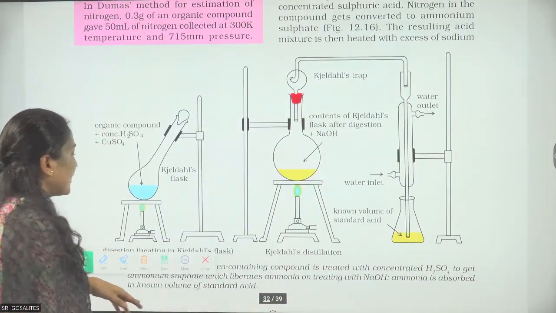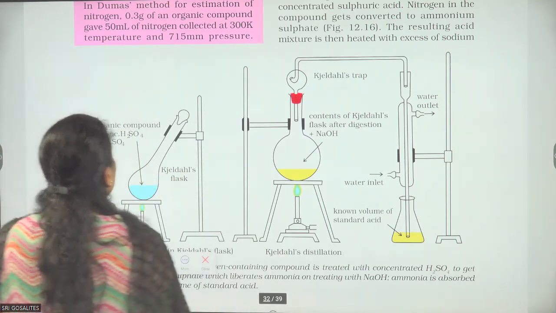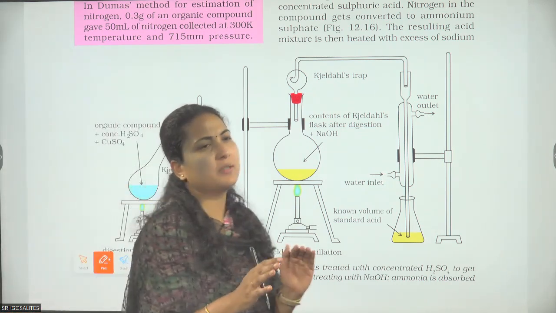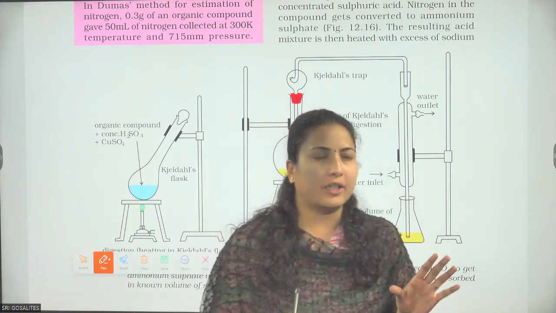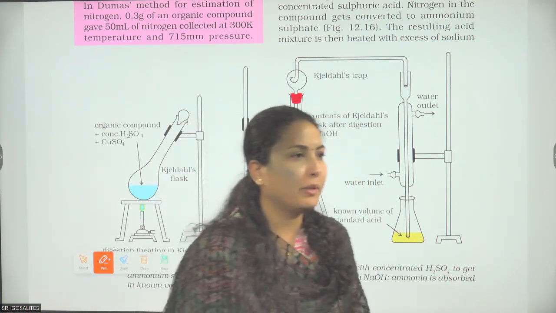Now next is Kjeldahl's method. Basically, Kjeldahl's method is important also, right? Now when it comes to Kjeldahl's method, you just remember that only for the estimation of nitrogen, things are a little bit different, okay? Otherwise, all you need to remember is in which form a particular element is getting converted.